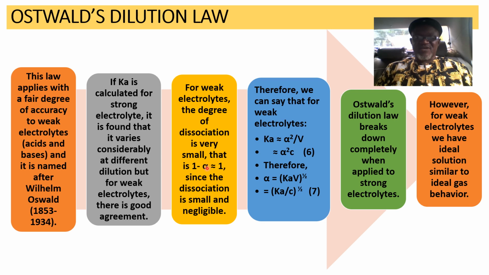Remember, the degree is very small, so we can ignore this alpha. Since the dissociation is small and negligible, therefore we can say that for weak electrolytes, Ka is approximately alpha squared over V, which is approximately alpha squared C. Therefore, we will now make alpha the subject. Ostwald's dilution law breaks down completely when applied to strong electrolytes. However, for weak electrolytes, we have ideal solutions similar to ideal gas behavior.